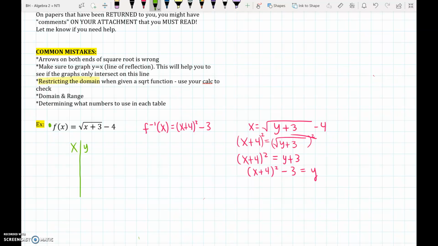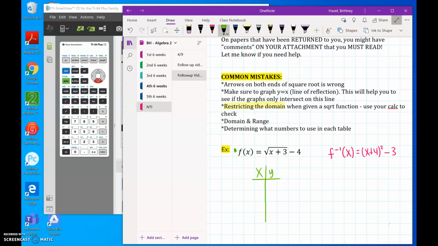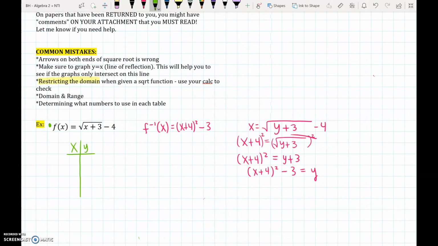And I think this is where a lot of you all got stuck, like you didn't know what numbers to use in the table. So let me give you a little hint. When you are talking about the square root type of problems, you want to think about what makes what's under the square root 0. So what plus 3 gives you 0? That would be -3. Okay, so -3 plus 3 is 0, and 0 minus 4 is -4.